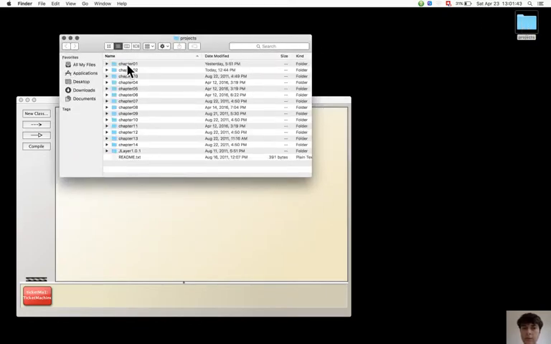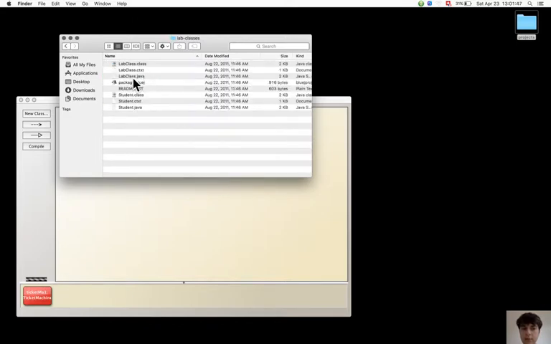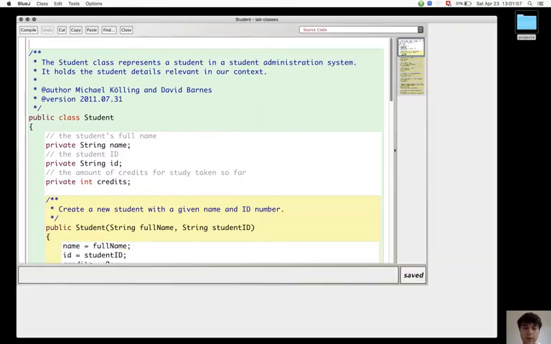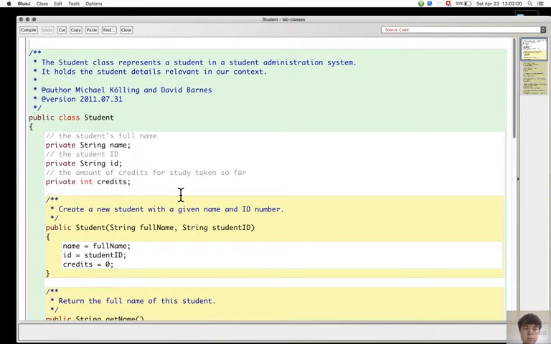If we go to the lab classes project, which was analyzed in chapter 1, and open with the editor the class student, it can be seen that there are three fields, name, ID, and credits, and they are initialized in the constructor. The first two, name and ID, are initialized to the value of the parameters passed to the constructor.